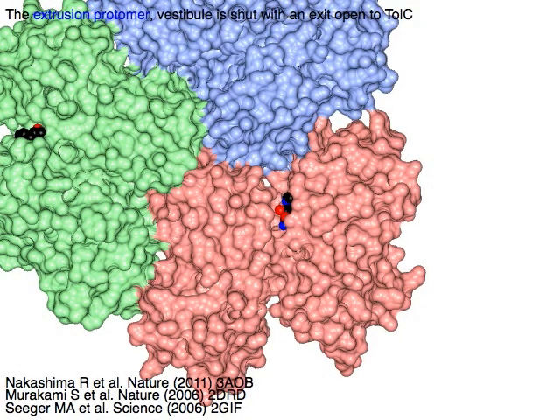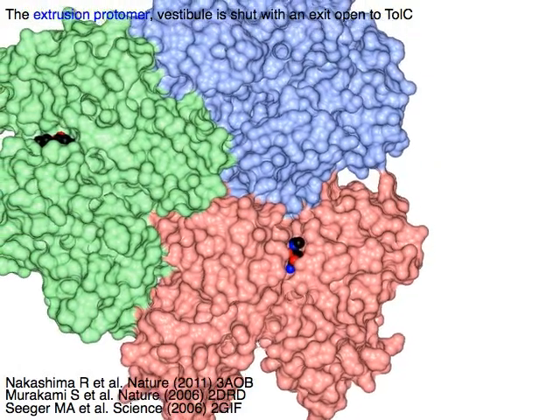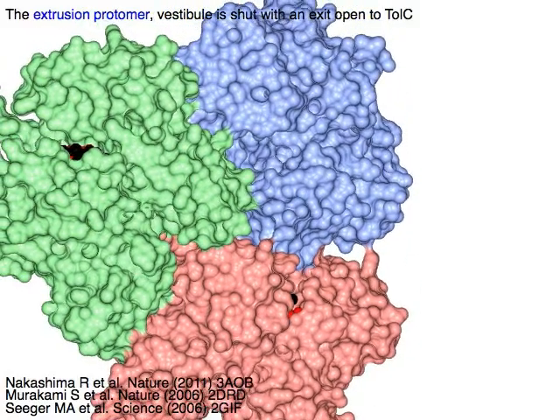For the extrusion protomer in blue, the vestibule is shut with no room for substrate binding. An exit is open to the TolC binding domain and to the TolC.